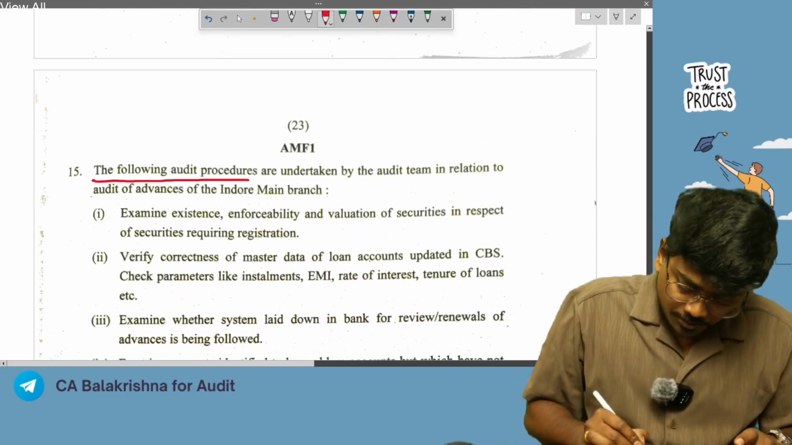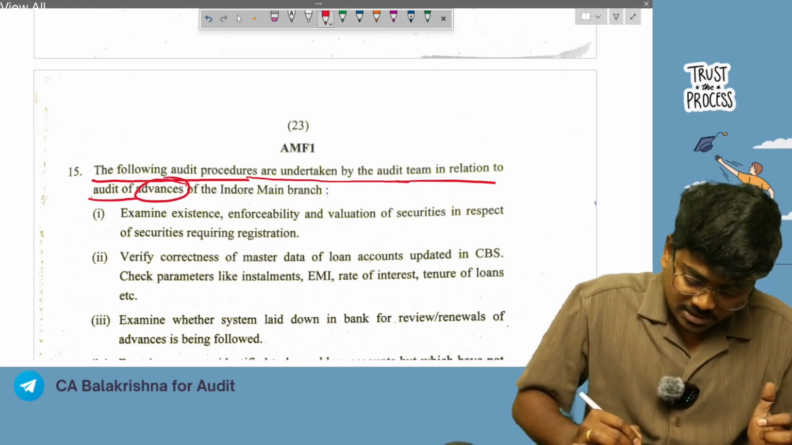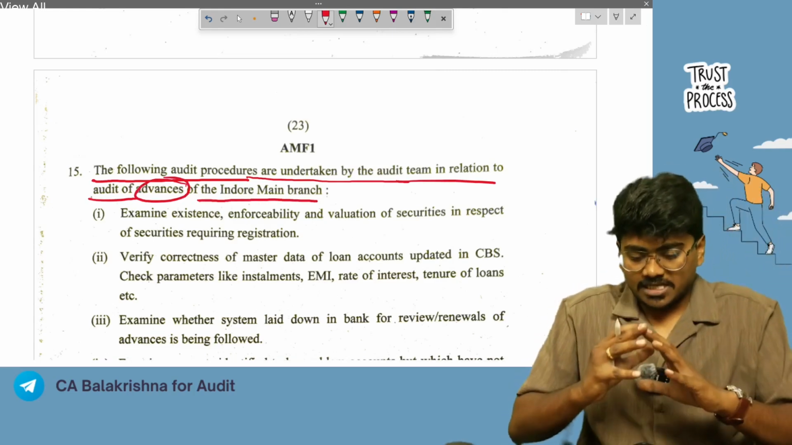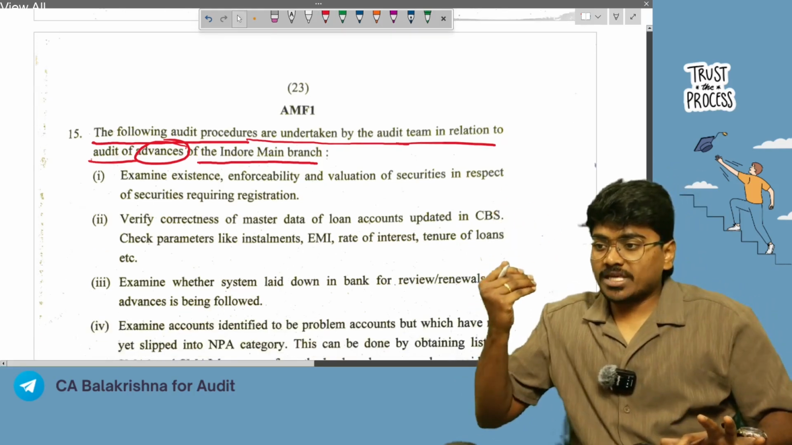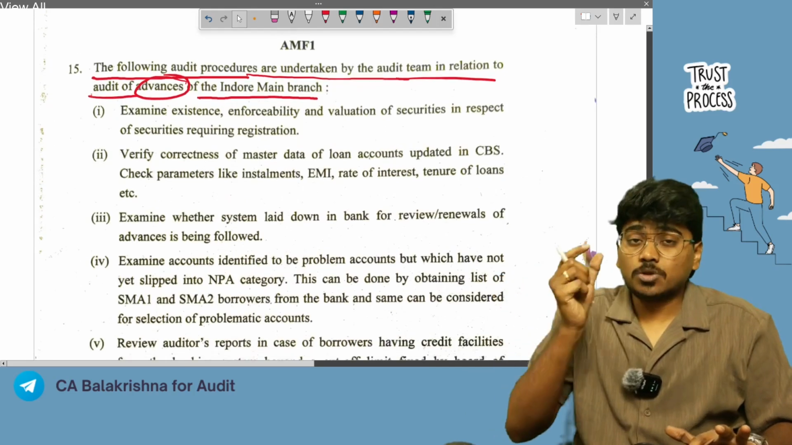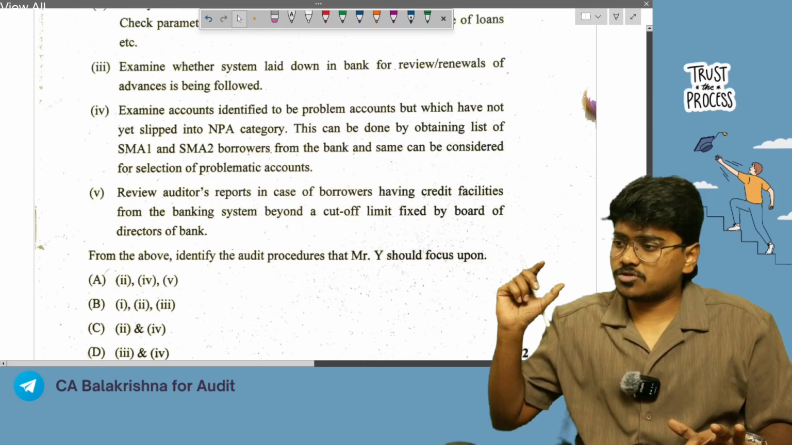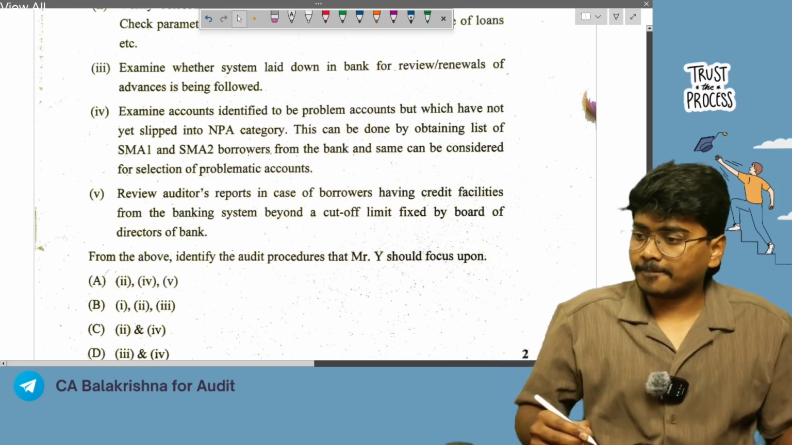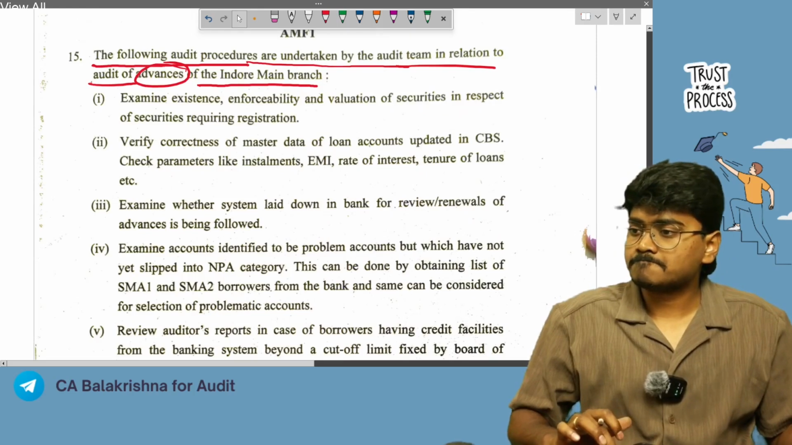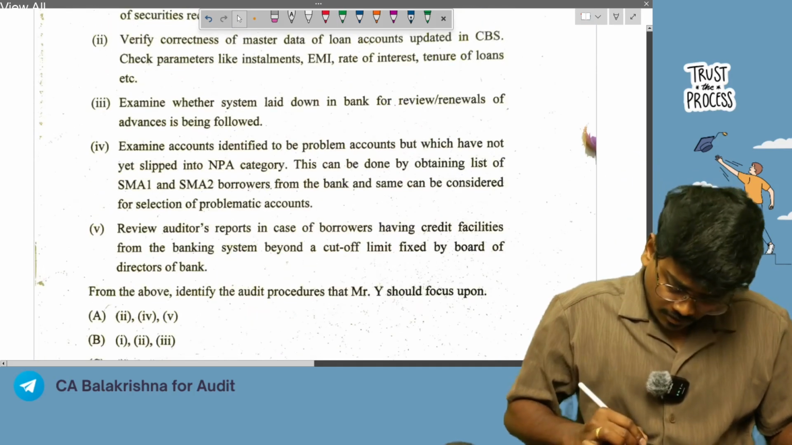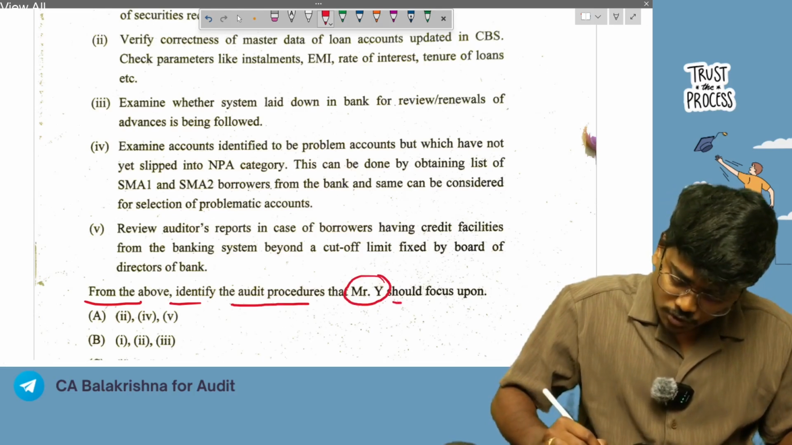The following audit procedures are undertaken by audit team in relation to audit of advances of Indore main branch. See, with respect to bank audit, they have performed following procedures with respect to auditing of advances. They have given list of 5 procedures. From this, what we need to identify? From the above, identify audit procedures that Mr. Y should focus on.